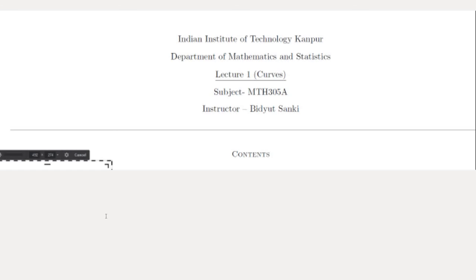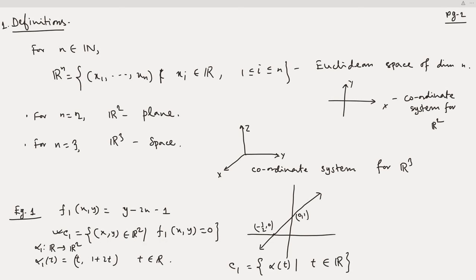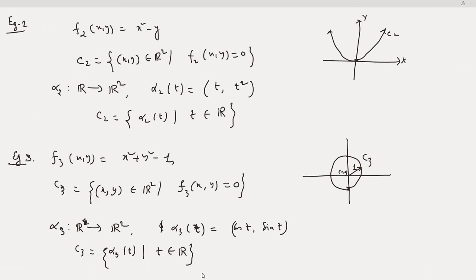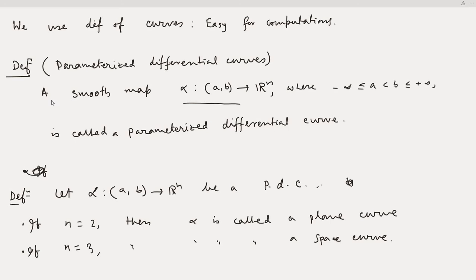Well, here we continue with more examples of differentiable curves. Last time we have given the definition of differentiable curves. So here is the definition.